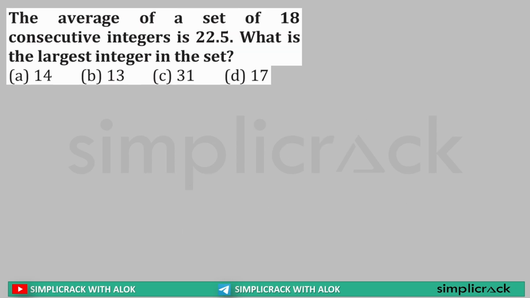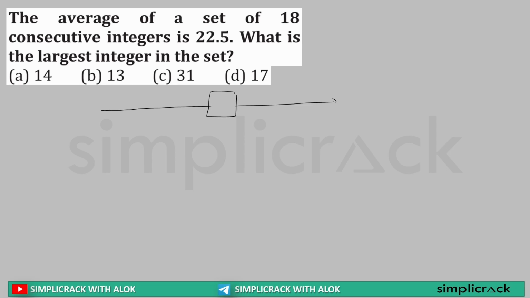Now, the next question. The average of a set of 18 consecutive integers. See, the same way. 18 means here it will be 9 and here it will be 9. Yes or no? But we need to understand where to start and where to end, because that is the whole idea about solving everything. If the middle thing is solved, you could have solved it easily.